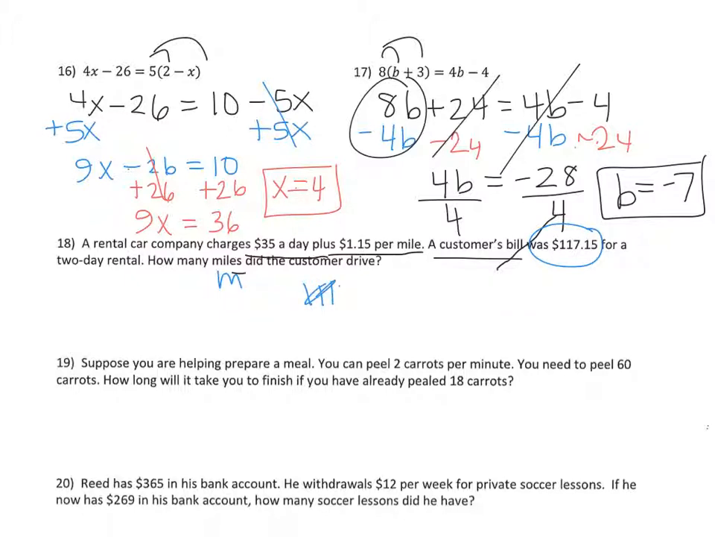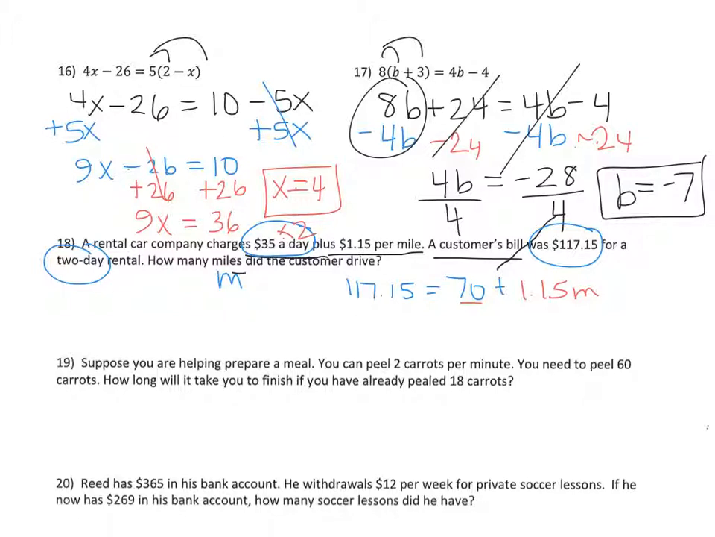Oops, I'm going to erase that. So it's going to be 117.15 equals the cost per day, but we're going for 2 days, so it's going to be $70 plus the cost per mile, which is 1.15m. Because we're doing a 2-day rental, that's why we have $70, because 35 times 2 is 70.